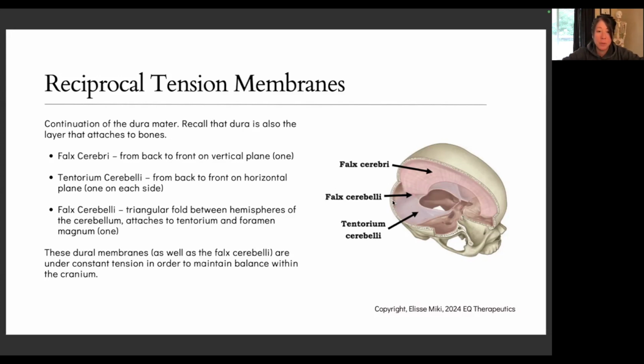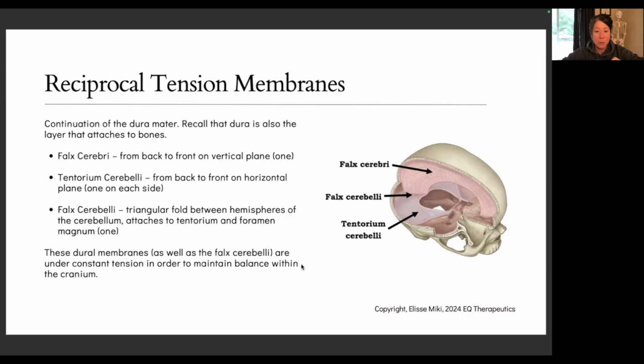Now the tentorium is going from back to front on a horizontal plane, so it's transecting through the cranium there. Then off of that, we're going to have the falx cerebelli, and that's going to actually be a triangular fold that's going between the hemispheres of the cerebellum, which is at the base of the skull in that hindbrain area.